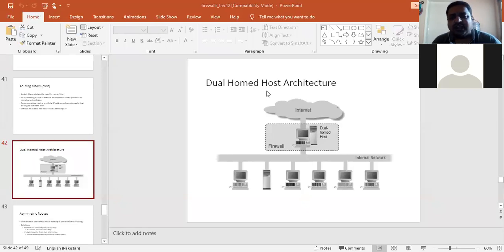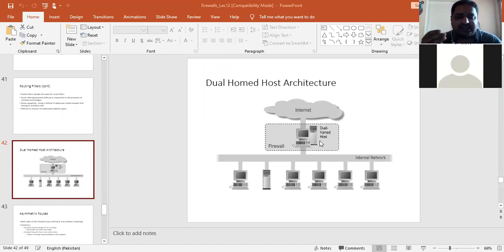So the router can be a device, or we can also configure the router on a system as well. That's why we can also configure the firewall rules on that. So this architecture says that the router is in the form of a system, where the router is configured, and we have configured different firewall rules on that.